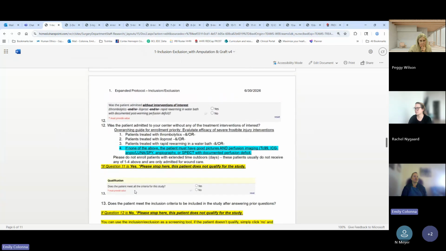And the final questions, number 12, we want to make sure that you're enrolling patients that have an intervention of interest. So we need patients with thrombolytics and or iloprost and or rapid rewarming in a water bath. If they don't have any of those 3, they must have good pictures of the injury and perfusion imaging.